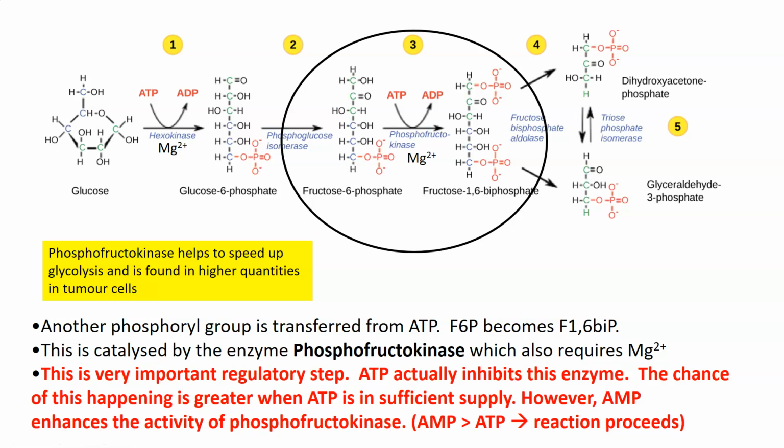So another energy investment phase, mediated by this enzyme here, phosphofructokinase. Again, it's a kinase. It requires ATP, so it requires magnesium. So this is another enzyme which requires magnesium. One of the interesting things about phosphofructokinase is that it helps speed up glycolysis. So not only do we get, in tumor cells, an increase in hexokinase production, but also an increase in phosphofructokinase production as well. So you get an increase in these two different enzymes in tumors.